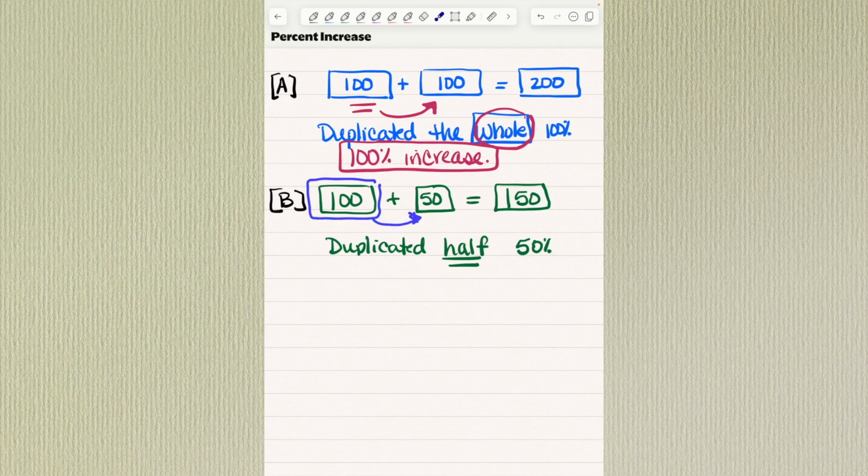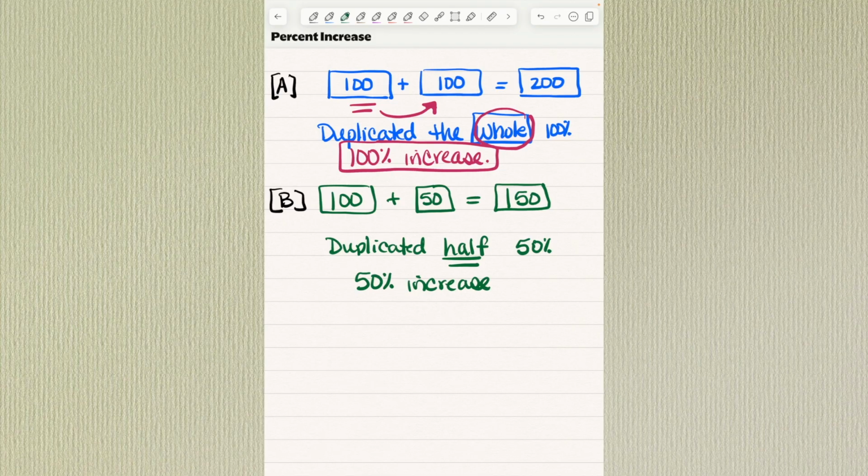Now you're like, Dr. B, how do I know that 50 is half? Because if you take 100 and you half it, what do you get? 50. That's the same thing as saying 100 times 1/2. You get 50. Okay, so we took half of the block, if you want to say it like that. So if you started with 100 and you added a half more and you ended up with 150, you increased by 50%.